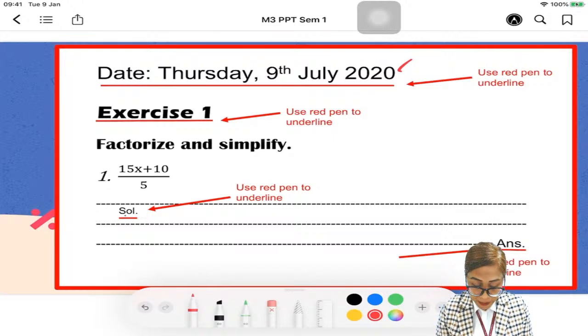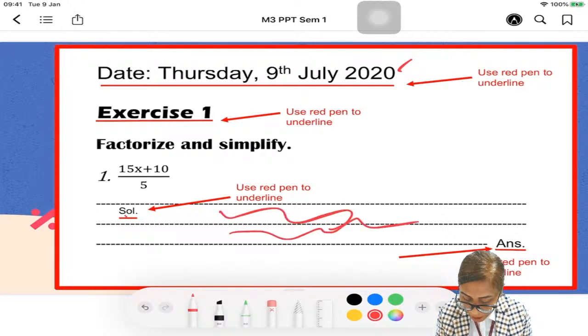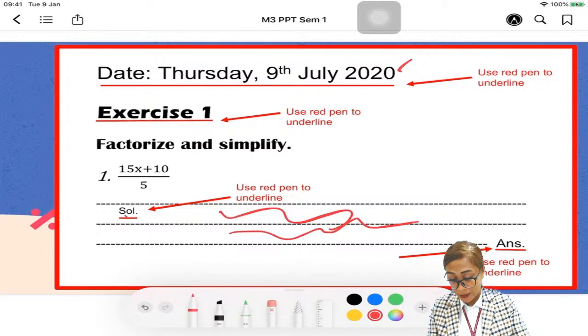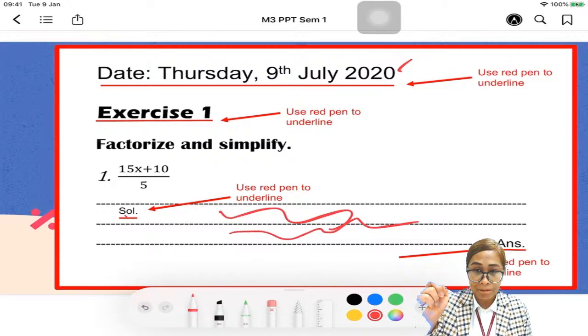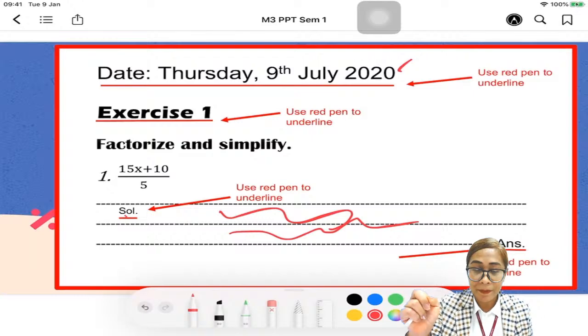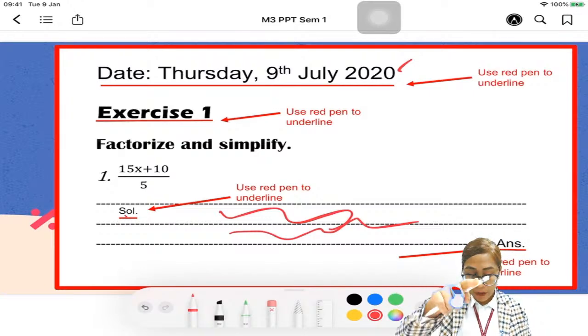Write the word solution, SOL. Underline, red pen. Show your solutions here, okay? For your final answer, you write A and S, you underline using a red pen. So you just remember, if you underline, you use a red pen. And don't forget to write your name up: name, class, number, and below that is the date.